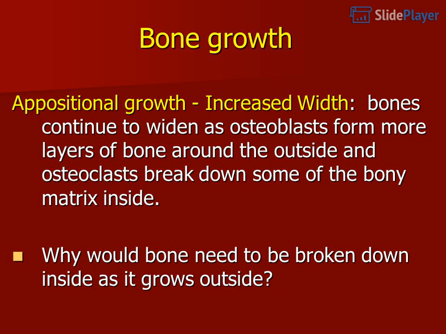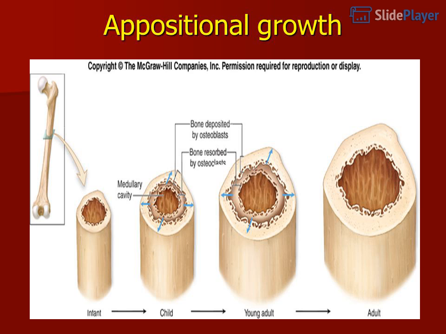Bone growth. Appositional growth: increased width. Bones continue to widen as osteoblasts form more layers of bone around the outside and osteoclasts break down some of the bony matrix inside. Why would bone need to be broken down inside as it grows outside? Appositional growth.